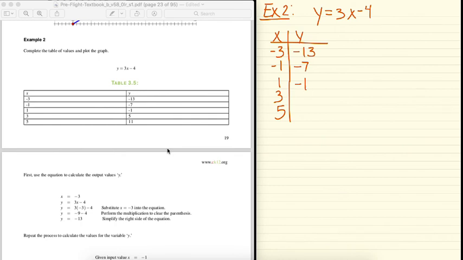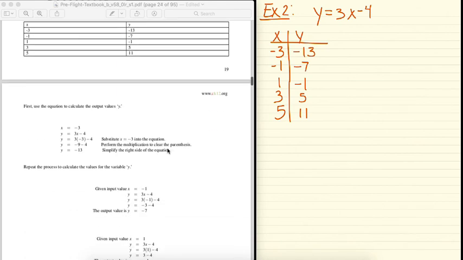So I'm going to copy down the table from the textbook. When x is -3, y is -13. When x is -1, y is -7. When x is 1, y is -1. When x is 3, y is 5. And when x is 5, y is 11. And we're getting these y values by plugging those x values into this equation, 3x minus 4.